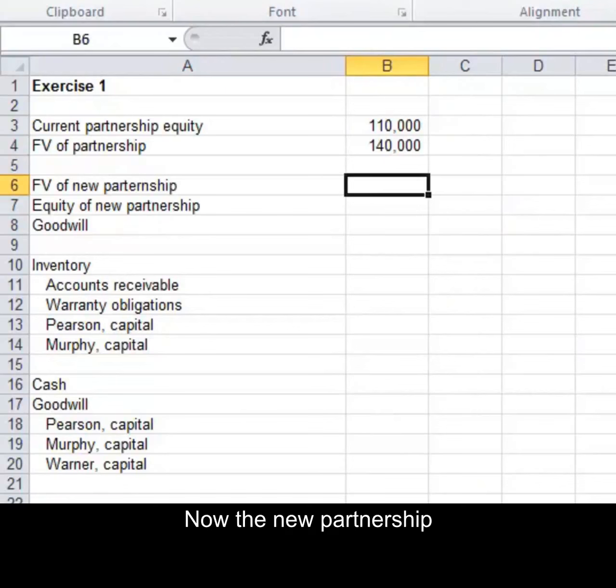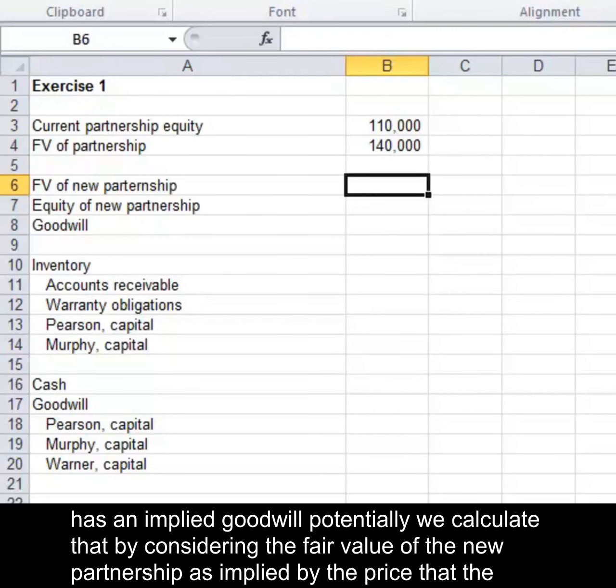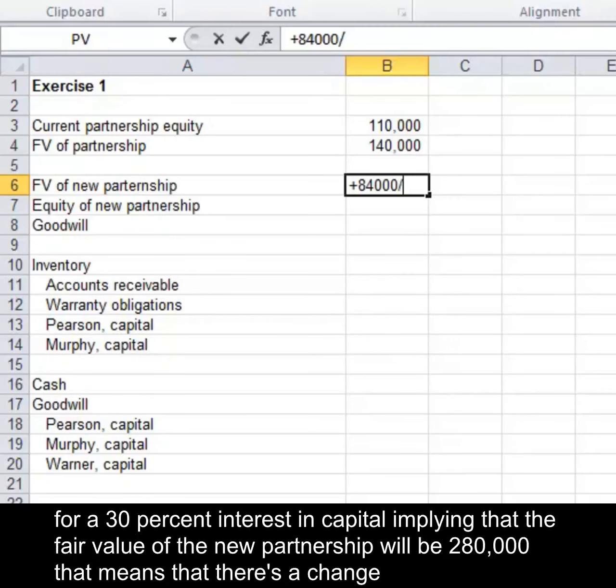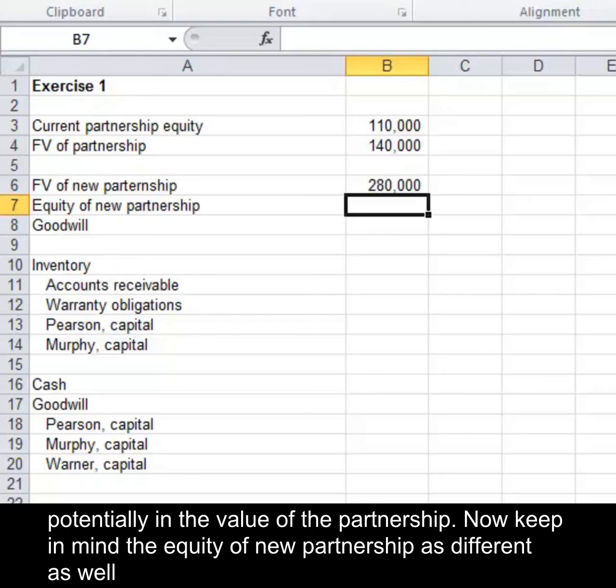Now, the new partnership has an implied goodwill potentially. We calculate that by considering the fair value of the new partnership as implied by the price that the partner will pay. So this new partner is willing to pay $84,000 for a 30% interest in capital, implying that the fair value of the new partnership will be $280,000. That means that there's a change potentially in the value of the partnership.